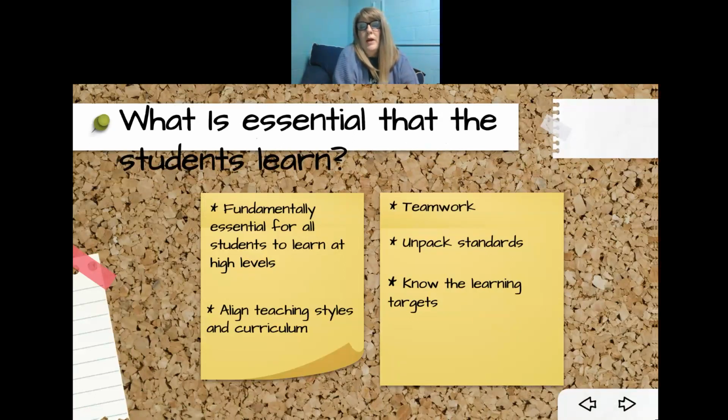So the first question I would like to expand on is what is essential that the students learn? DeFore states that it is essentially fundamental for all students to learn at high levels. To do this, we need to align our teaching styles and our curriculum. We need to work as a team, a collaborative team, to meet these goals. As teachers, we know that we have to unpack the standards, meaning we have to dive deep into the standards and find ways to hit those standards in engaging and meaningful ways for our students. We also need to be very aware of the learning targets.